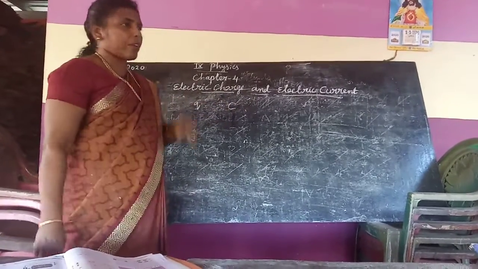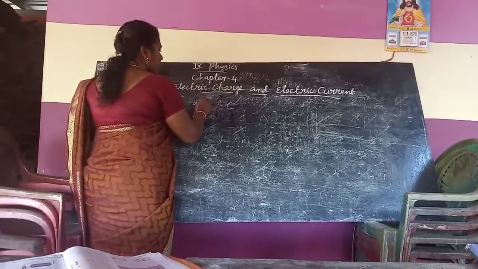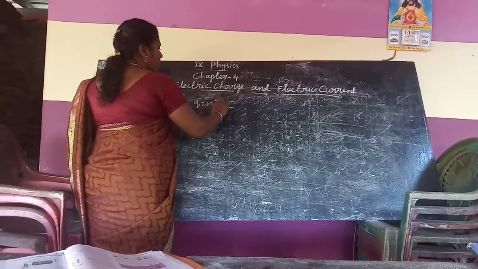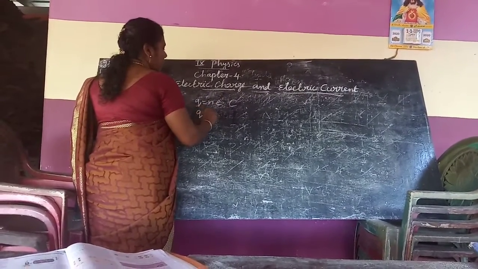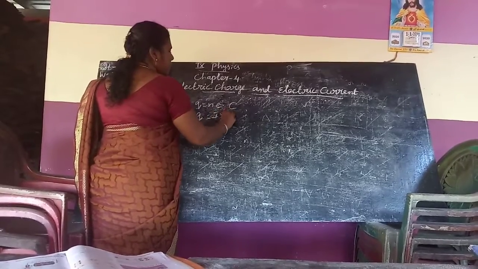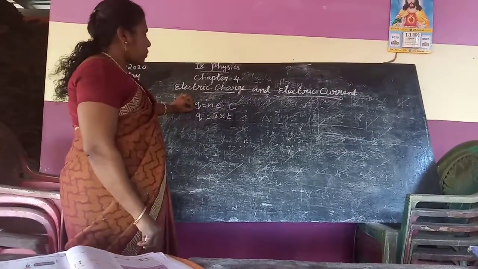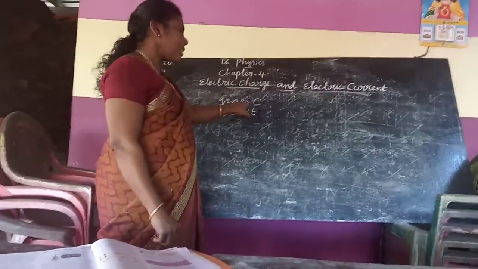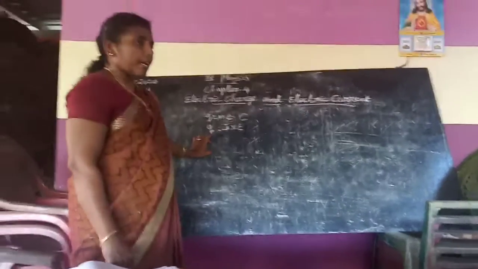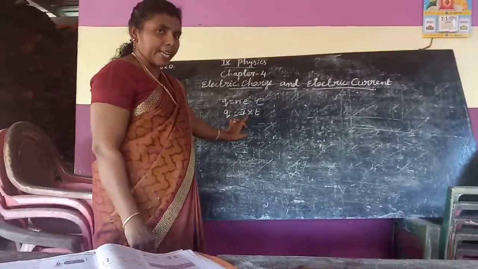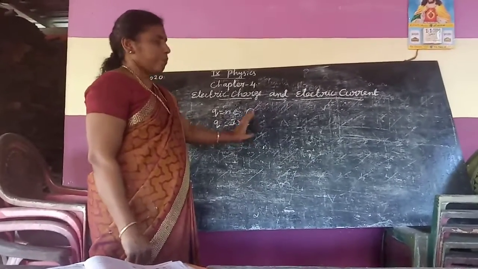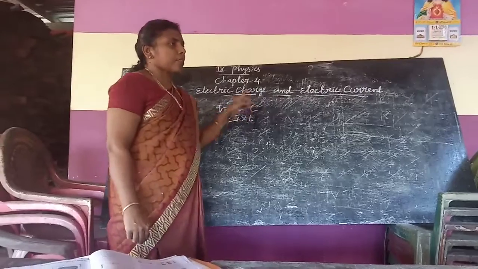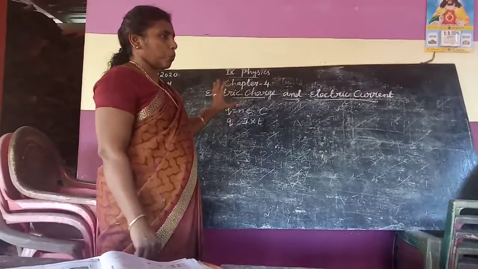Then two formulas we have learned. One formula is Q equal to N E. Another formula is Q equal to I into T. What is Q? Q means electric charge. N is the number of electrons, E is the electron charge. Q is electric charge, I is electric current, and T is time. By using these two formulas, last class we learned how to do problems.